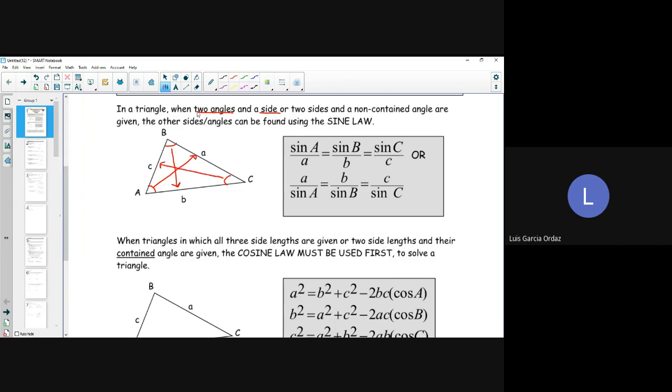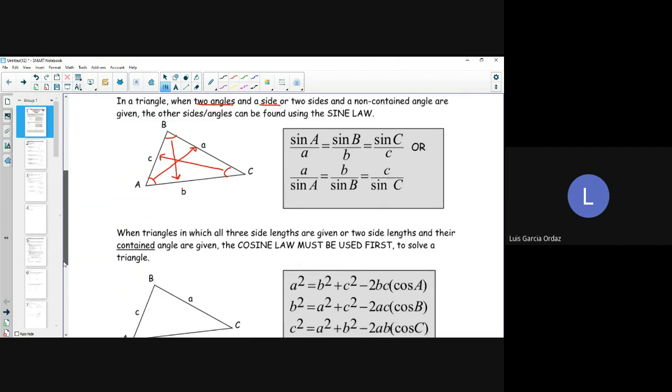So the sine law is sine A over A is equal to sine B over B, which is equal to sine C over C. The top part is where you are going to be finding a missing angle because sine A, sine B, sine C are in the numerator. However, if you want to find a side, it would be better for you to just use the reciprocal, which is A over sine A is equal to B over sine B, and is equal to C over sine C. So when you're finding your angle, use the top one. When you're finding a side, use the bottom one.